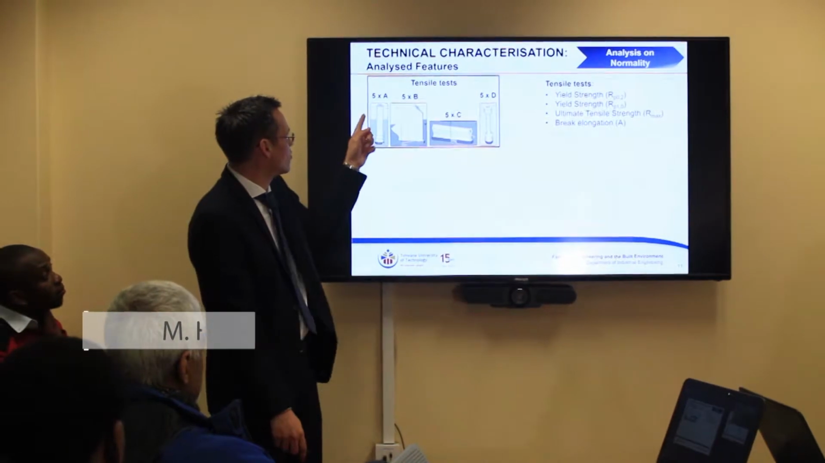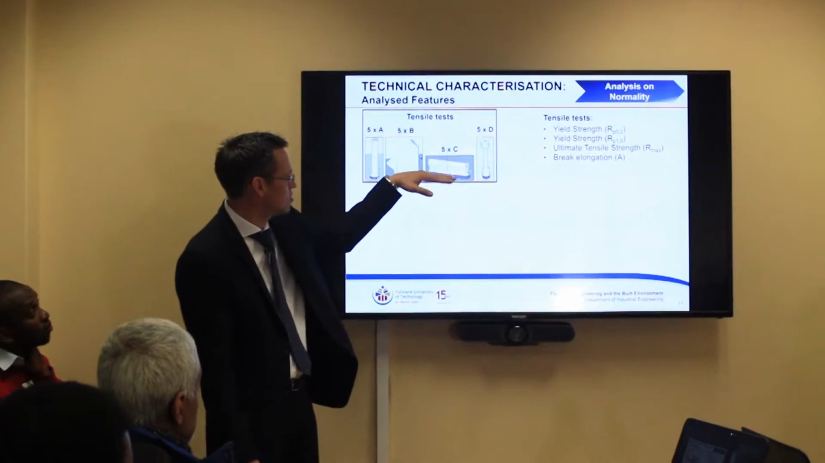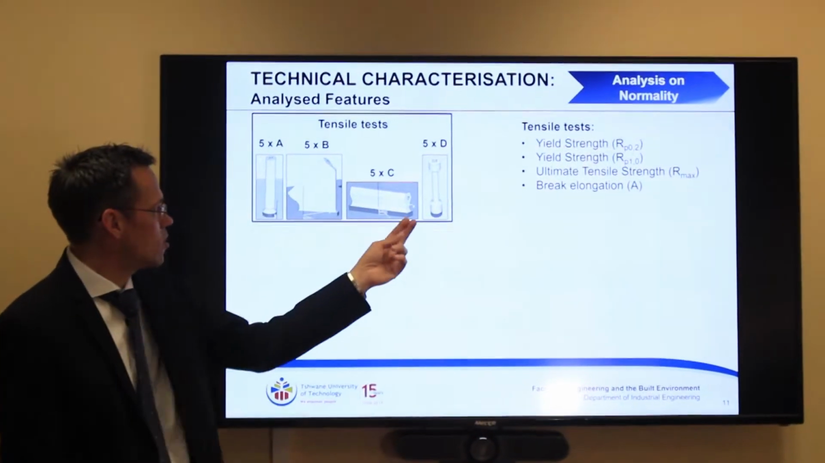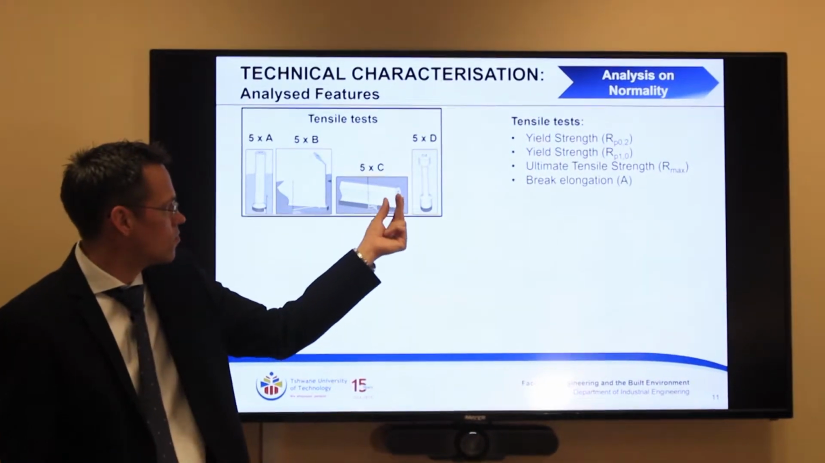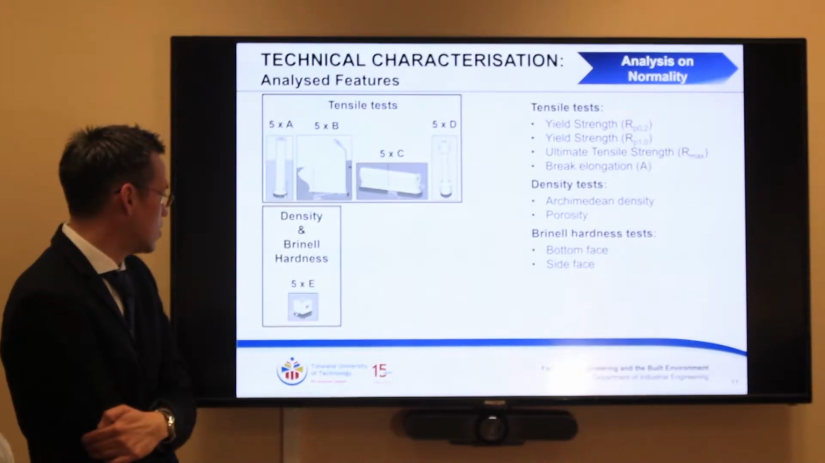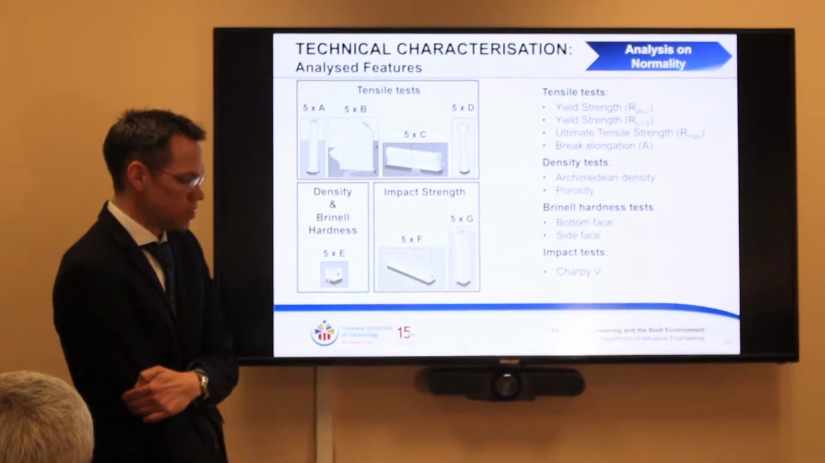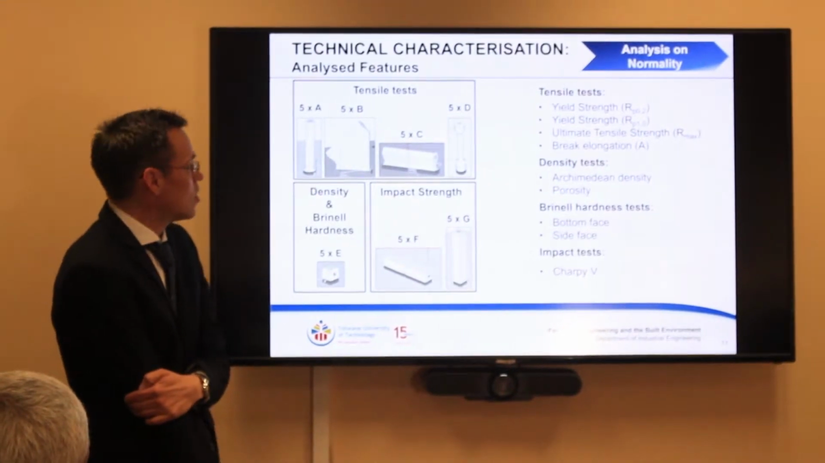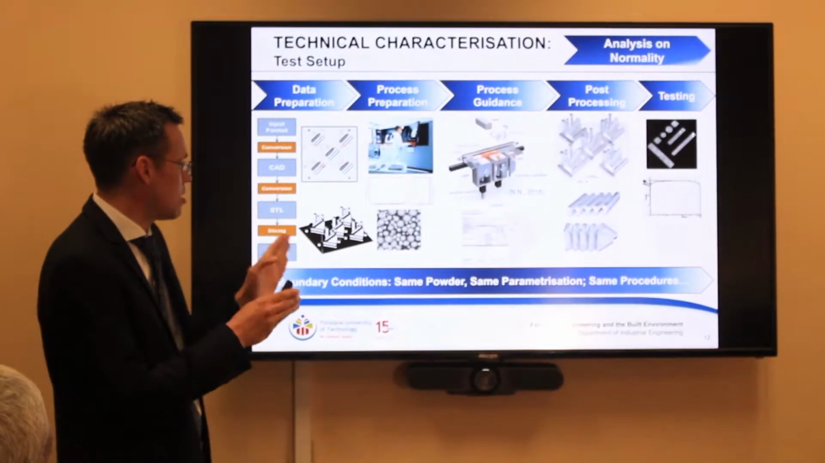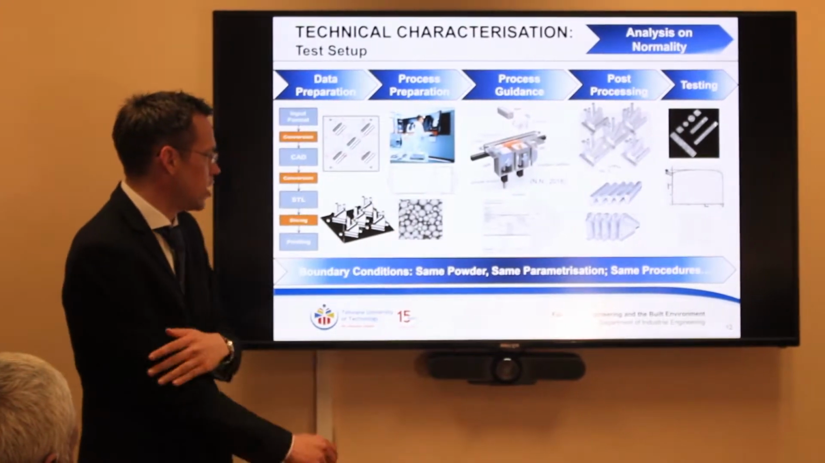So we have 5 times vertical orientations, 45 orientated specimens, horizontal orientated specimens, and specimens which are fabricated close to the final test geometry. Then additionally we have density cubes which are used for Brinell and hardness tests, and also Charpy impact bars. So those specimens have been manufactured under very stable process boundary conditions with uniform procedures throughout the entire process chain.